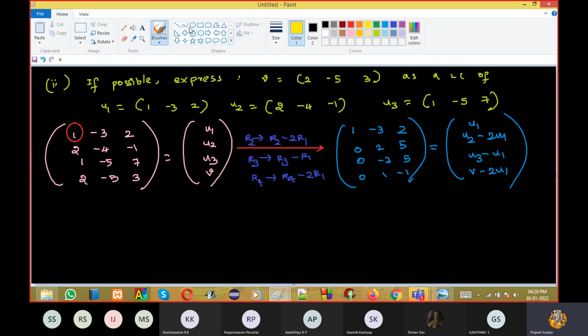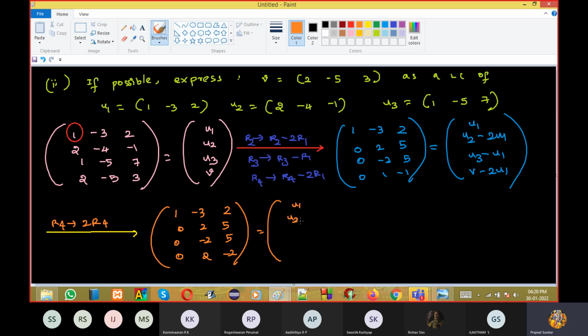Okay. Next, what's the step? I'll multiply this row by 2 so that you can apply row operation faster. What I'm doing? I'm doing row 4 implies 2 row 4. So 1, minus 3, 2, 0, 2, 5, 0, minus 2, 5, 0, 2, minus 2. This will be equal to u1, u2 minus 2 u1, u3 minus u1, 2v minus 4 u1. Correct.